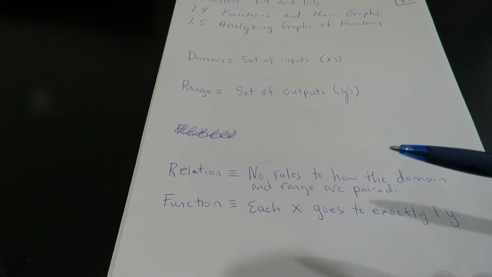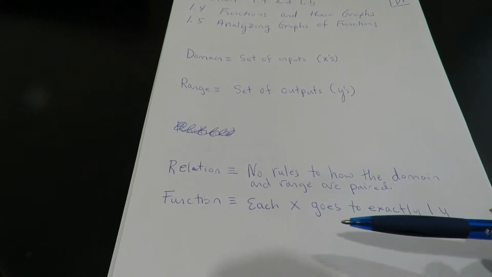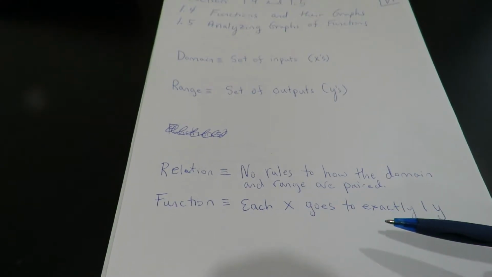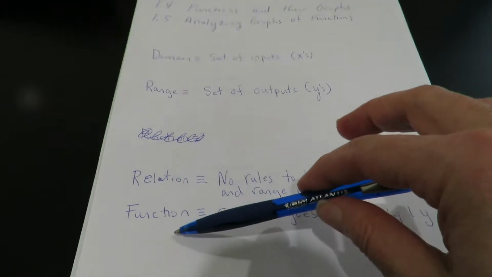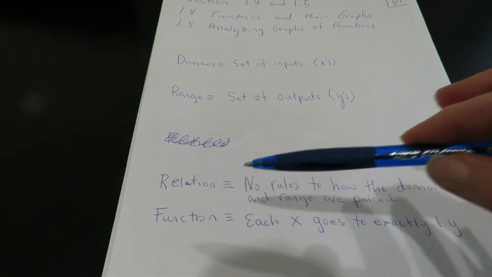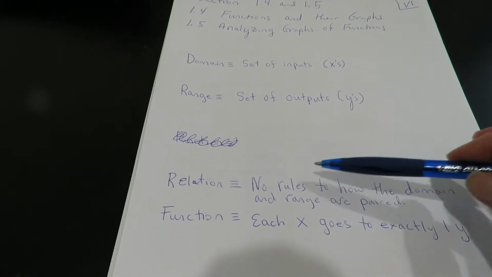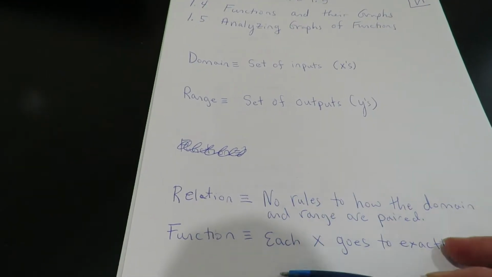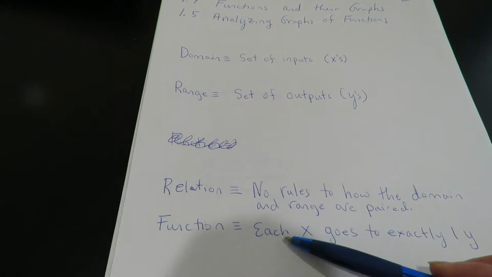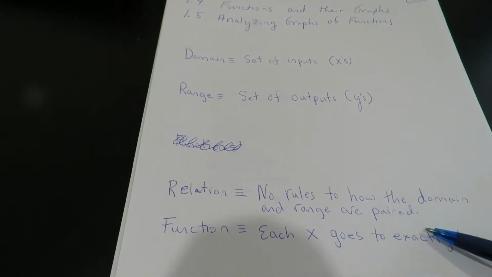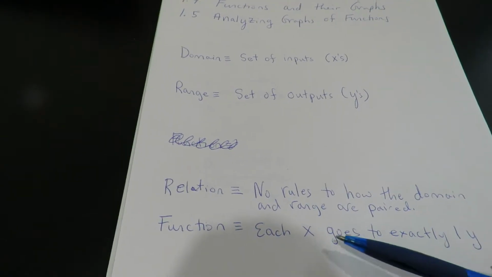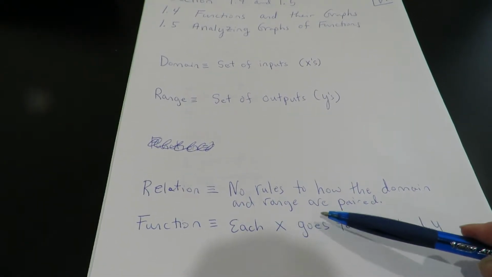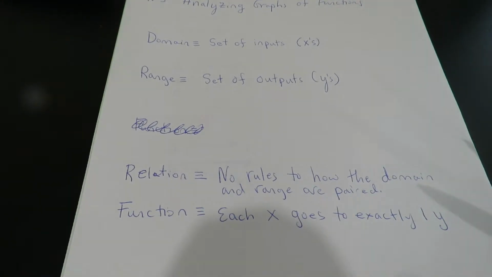Okay, so the idea is a function is each x goes to exactly 1 y. That's a rule. And you have to satisfy that rule for the equation to classify as a function. Whereas a relation, which is on the first floor, doesn't have to satisfy any rules. But this one does. So this means that each item in the domain goes to exactly 1 item in the range. When I'm talking about x and y, I'm referring to the inputs and outputs.